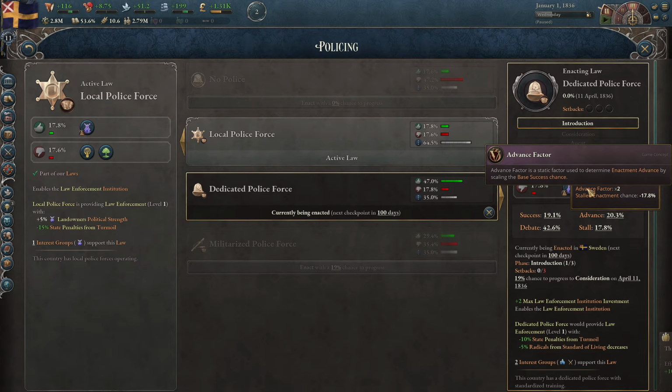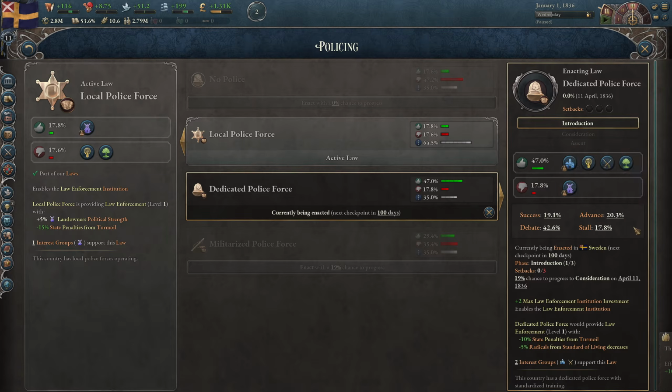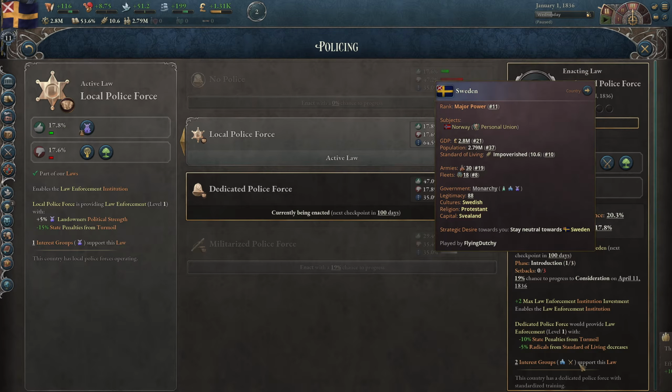Why is my advance factor ×2? Don't know. But we have a good advance. I guess it's based on the difference or something. I don't know. I don't even know myself.